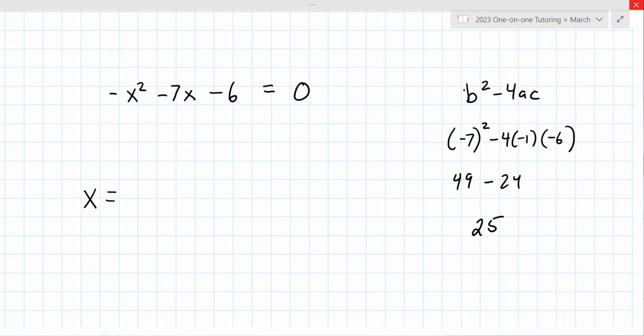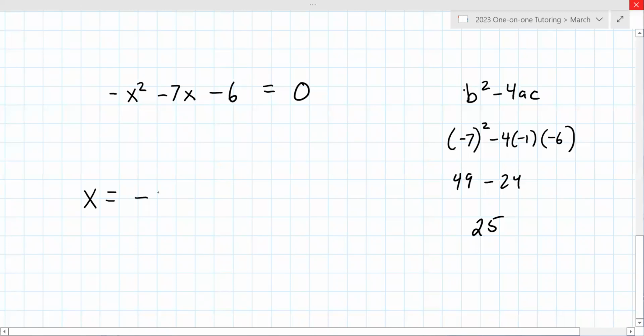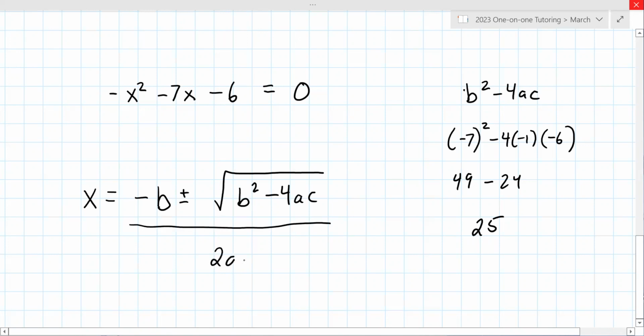For this or just the quadratic in general? In general, sorry, I should have clarified. In general, please. X equals negative b plus or minus the square root of b squared minus 4ac, divided by 2a. Good.